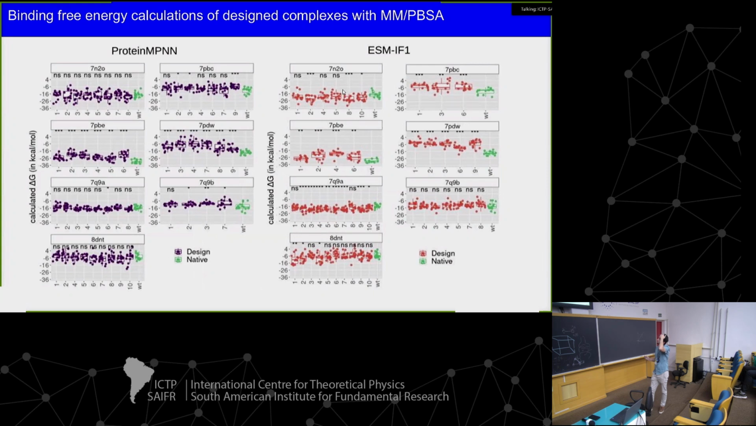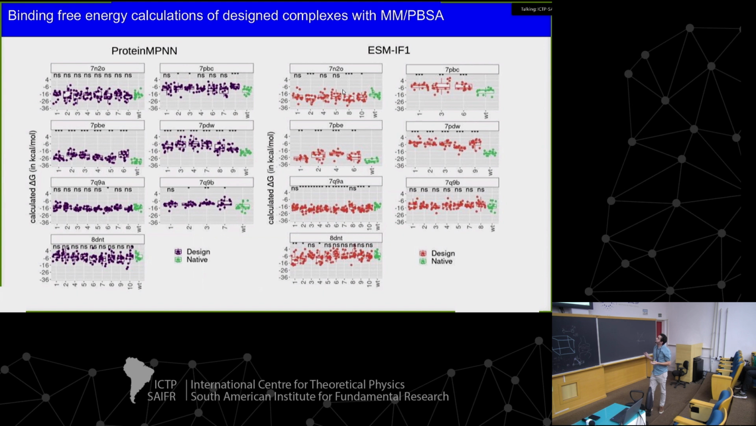So these are 7 test cases. Designs with ProteinMPNN here, and designs with ESM here in red. The calculated delta G for the native complex is in green in both cases, and all the other box plots are the designs. What you can see is that in most of the test cases, we don't have any significant change between the designs and the wild type in terms of binding affinity prediction. This is good because at least the designs are not worse than the wild type. It means that the method is not improving or optimizing the interface, but the proposed residues are not bad for the interface, right? You are creating diversity.